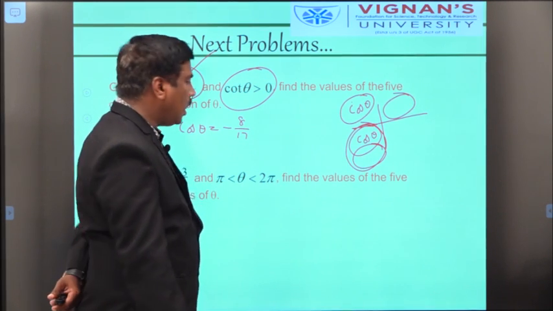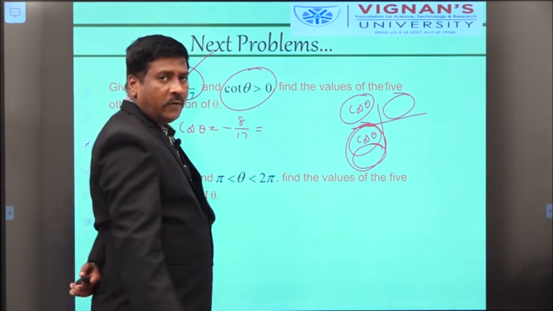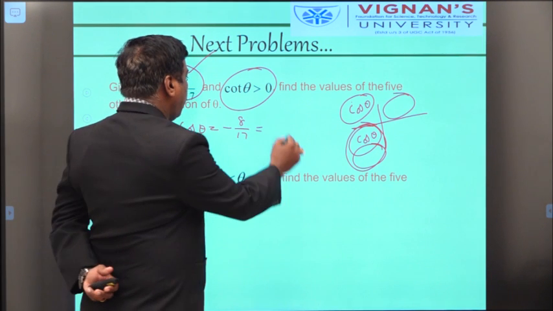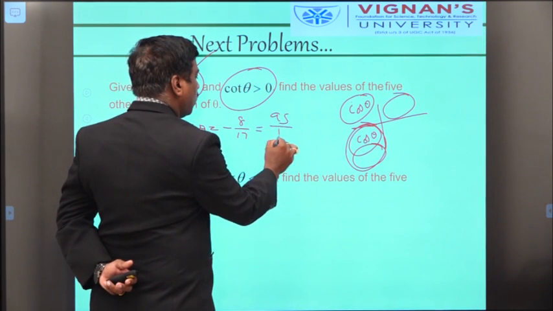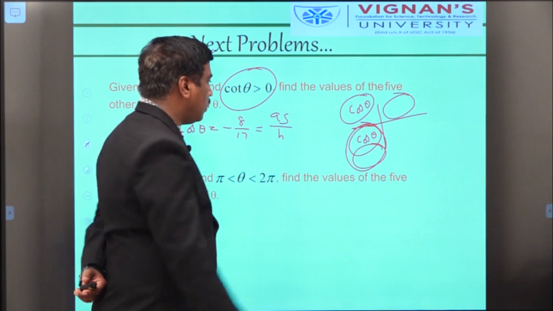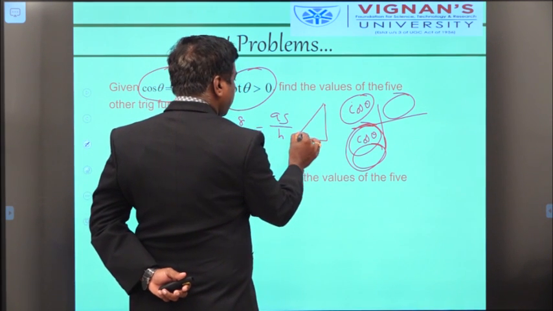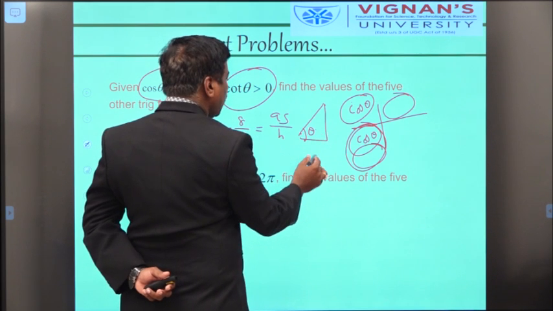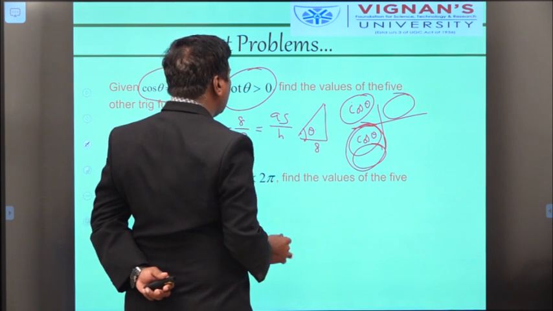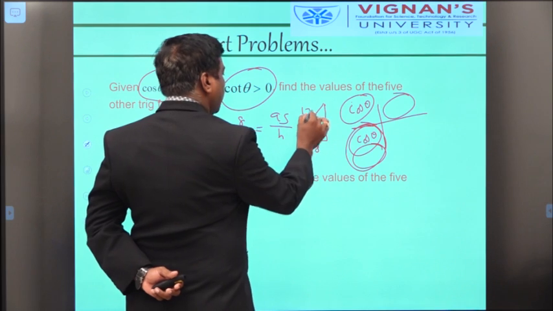What is the formula for cos? Adjacent side by hypotenuse. That means we have to consider this one as the adjacent side. This is theta. The adjacent side value is 8 and the hypotenuse value is 17.